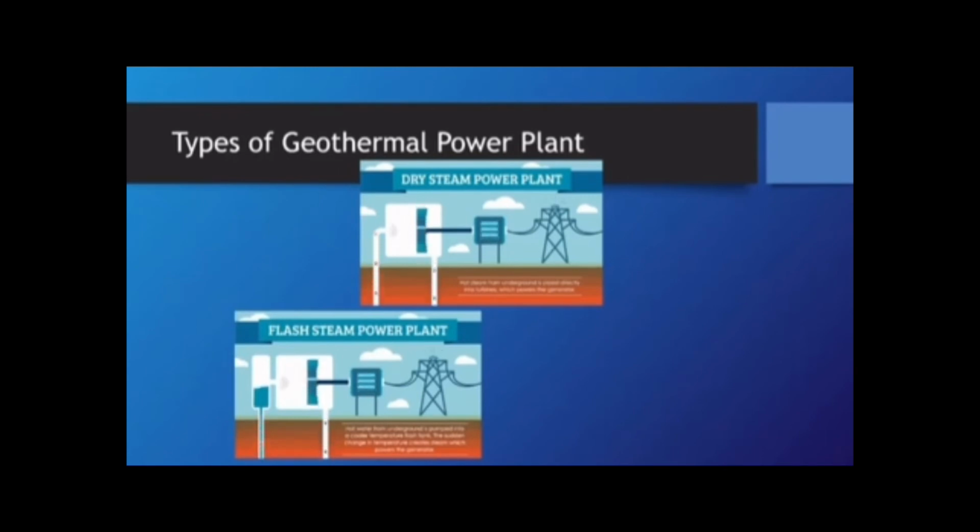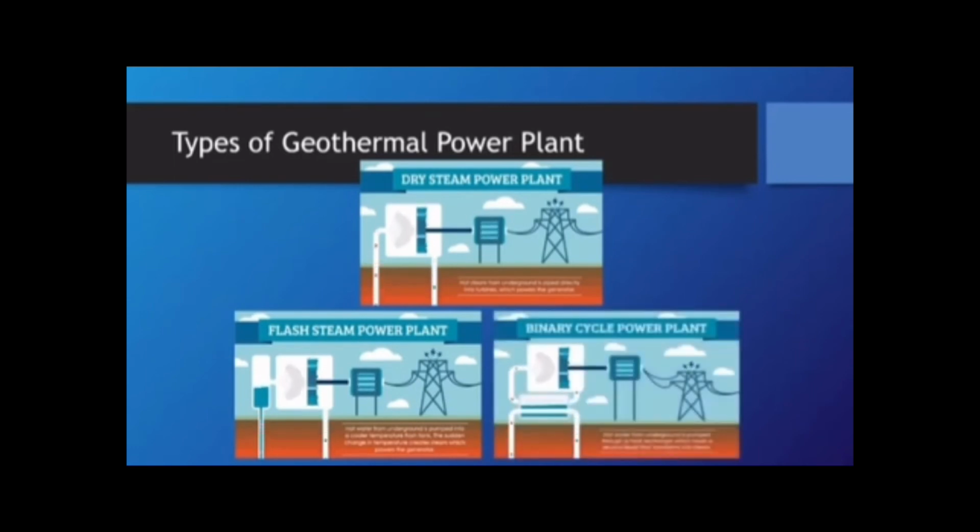Next, flash steam power plant. These types are the most common due to the lack of naturally occurring high-quality steam. In this method, the water must be over 180 degrees Celsius, and under its own pressure, it flows upward through the well. As its pressure decreases, some of the water flashes to steam, which is passed through the turbine section. The remaining water that did not become steam is cycled back down into the well and can also be used for heating purposes. Lastly, binary cycle power plant.